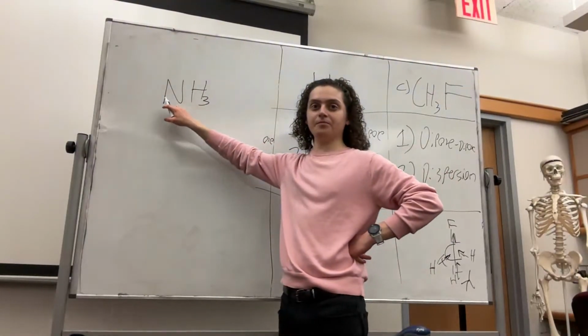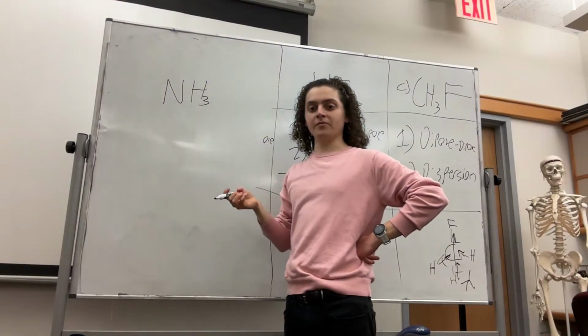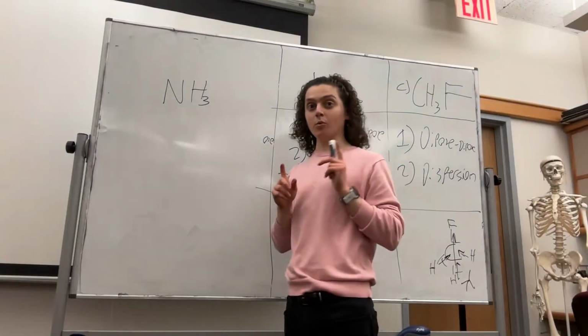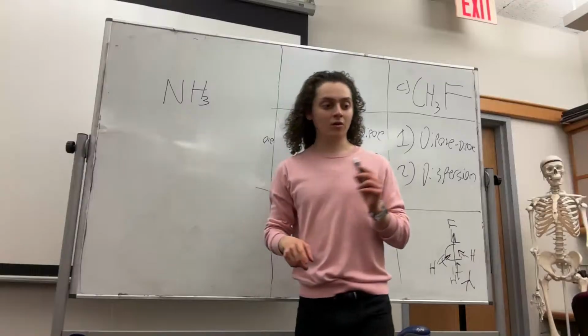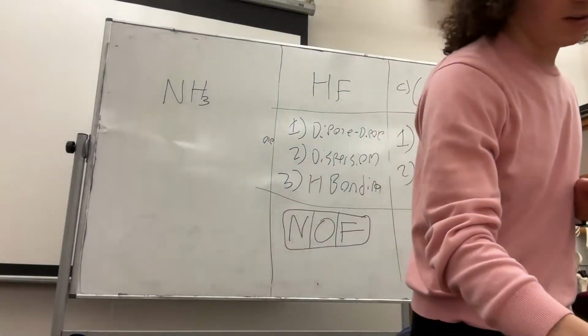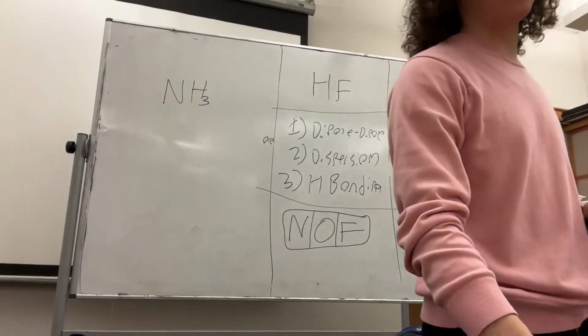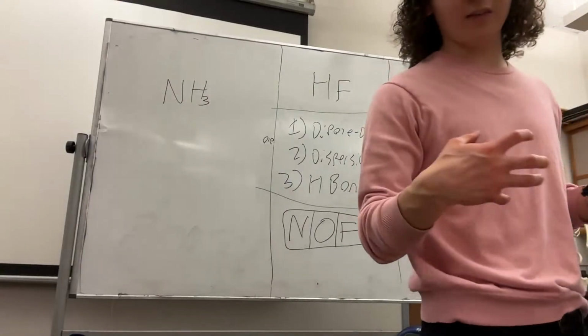This is a nitrogen with 3 hydrogens. So we want to know the intermolecular forces here. And we realize, number 1, polar bonds. Hydrogen is pretty far away from nitrogen on the periodic table, so that's a polar bond. There's enough distance there.